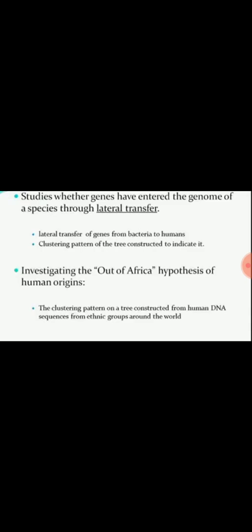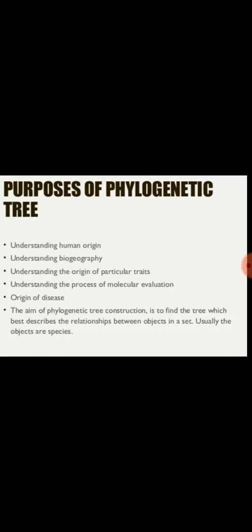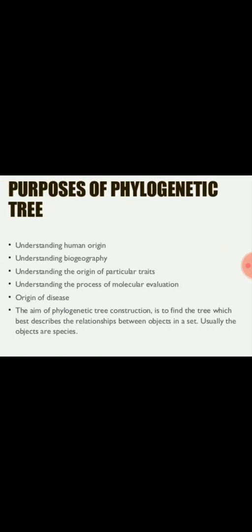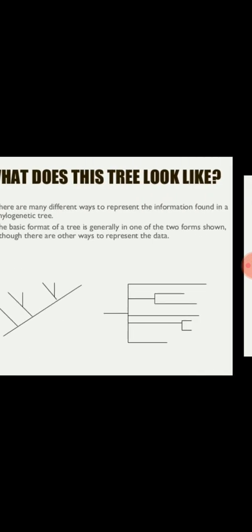regarding the human origin. The clustering pattern of a tree constructed from human DNA sequences from ethnic groups around the world. Then what is the purpose to construct this phylogenetic tree? To understand the human origin, then biogeography, then to understand the origin of particular traits, or the process of molecular evolution, or the origin of particular diseases, or to find out the tree which best describes the relationship between the objects in a set. Usually the objects are the species. This is the main purpose to construct the phylogenetic tree.